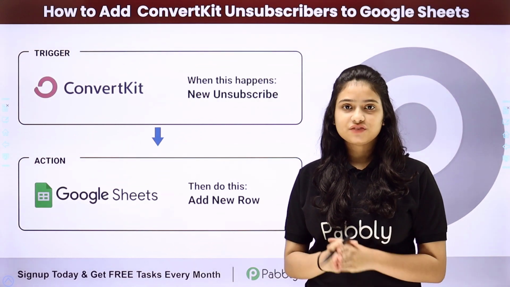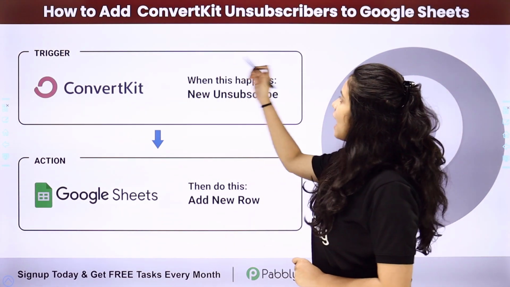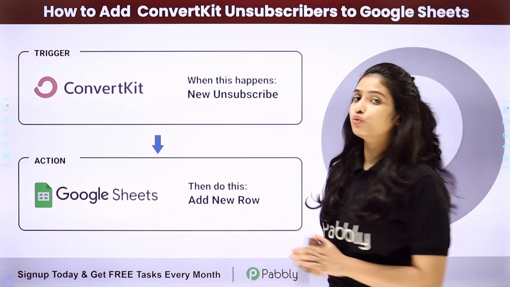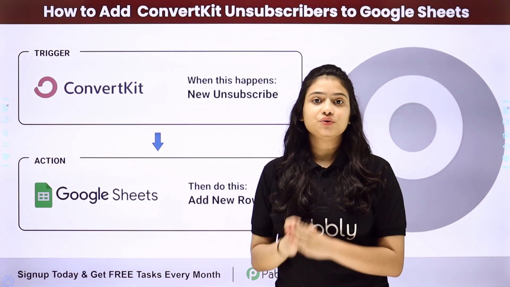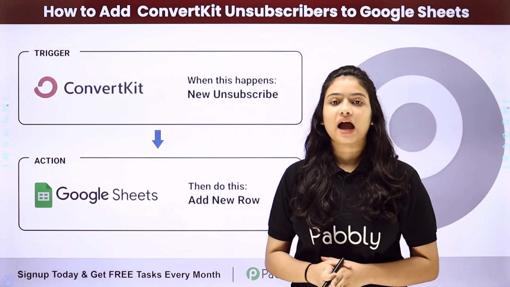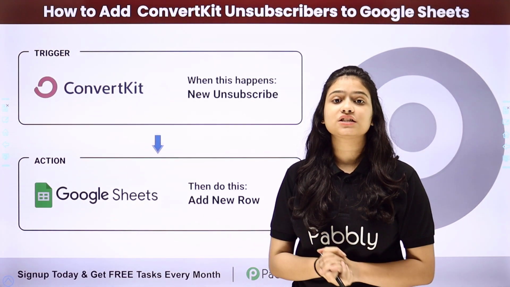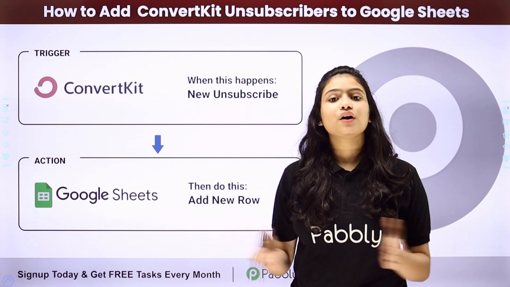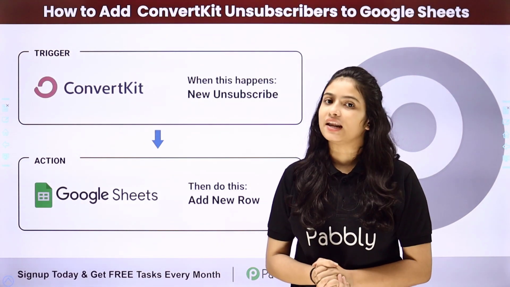Hello everyone, in this video we are going to learn how to add ConvertKit unsubscribers to Google Sheets. I want that whenever a user unsubscribes from my ConvertKit account, automatically a new row should be added in my Google Sheets along with the details of that unsubscriber. So how are we going to do this process automatically and effortlessly?